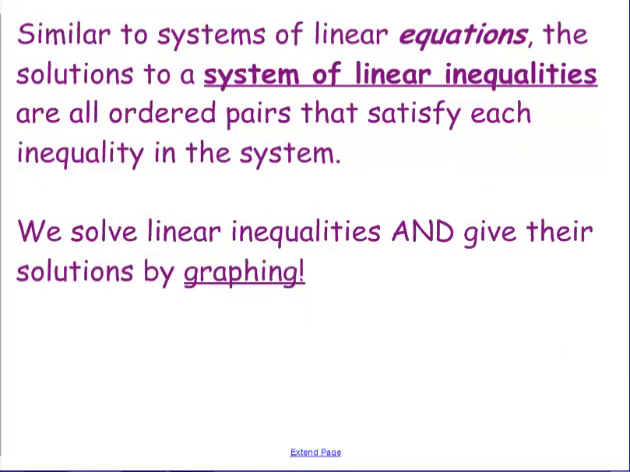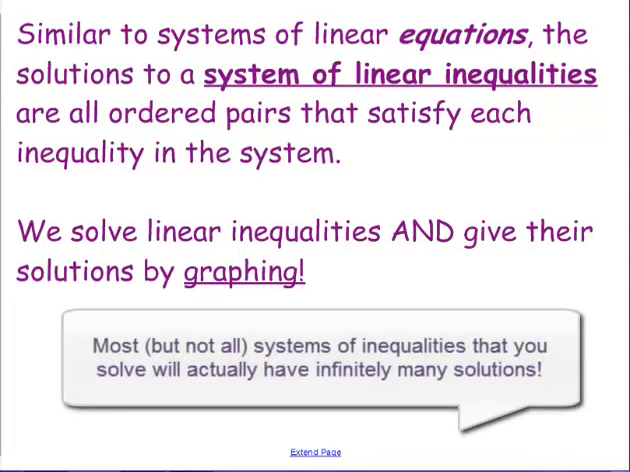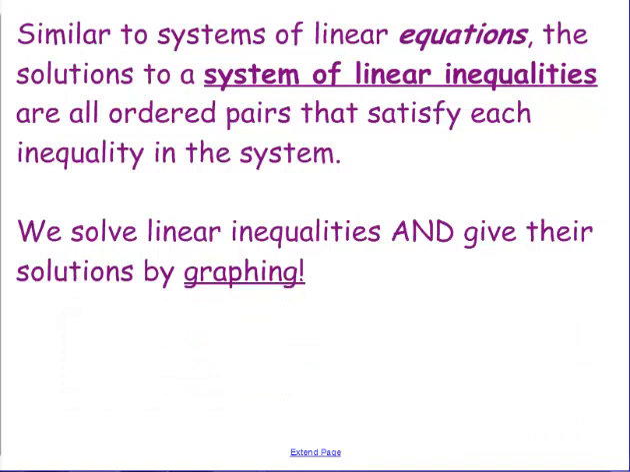So similar to systems of linear equations, the solutions to a system of linear inequalities are all ordered pairs that satisfy each inequality in the system. So they have to be true for each, whether that's 2 inequalities, 3 inequalities, the ordered pairs have to satisfy all of them. They have to be solutions of all of them. The nice thing about linear inequalities, we solve them and we give their solutions by graphing. If you can graph them correctly, that gives you your solutions, and then that's your answer. You don't have to do any work from there. We're just looking for ordered pairs that satisfy all of the inequalities in the system.